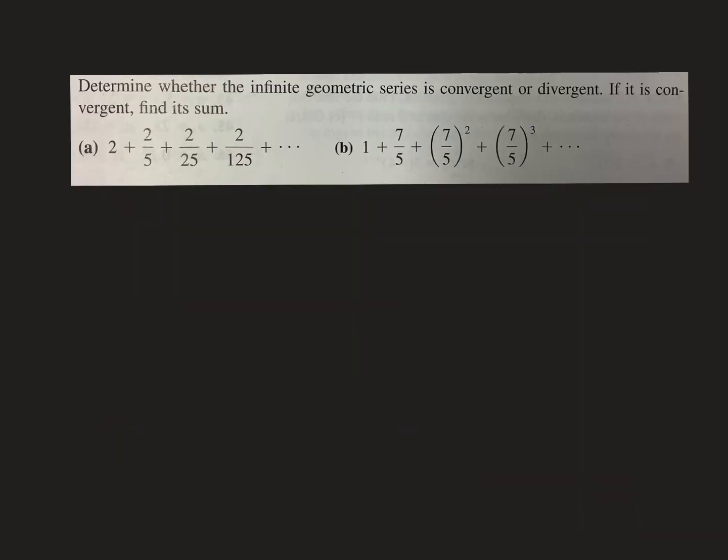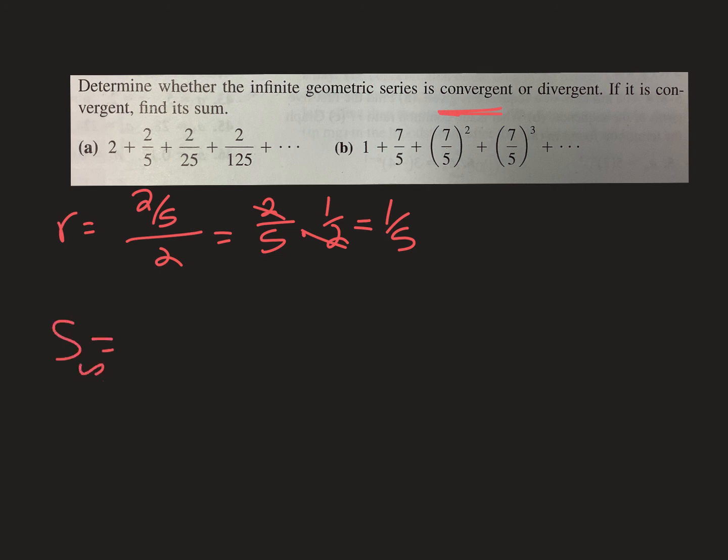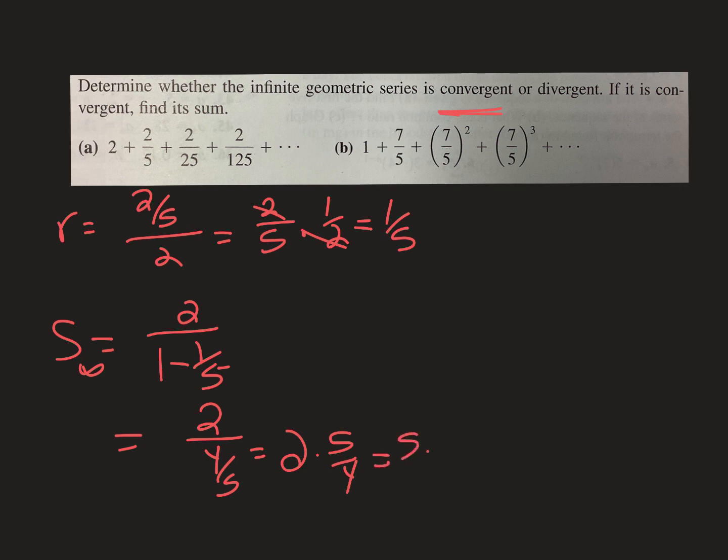All right. It says determine whether infinite geometric series is convergent or divergent. If it's convergent, find the sum. Okay, so this part A, you got to find r. If I find r, I'm going to put second term over first term. 2/5 divided by 2 is really 2/5 times the reciprocal, which is 1/2. Guys, that's 1/5. And because that's less than 1, that means it's convergent, which means I can find the sum. So I'm going to go the sum, the infinite sum, is the first term, 2 over 1 minus r. That's just the simplest formula of the day. 1 minus 1/5 is 4/5. If I do 2 times the reciprocal, I'm going to get 5/2. And guys, that's the sum.